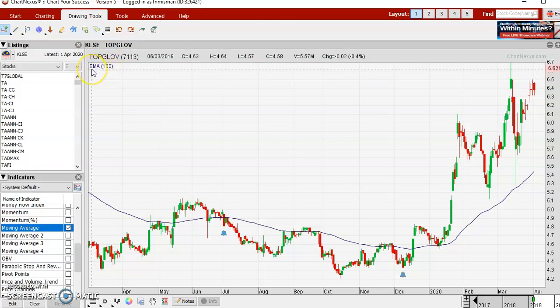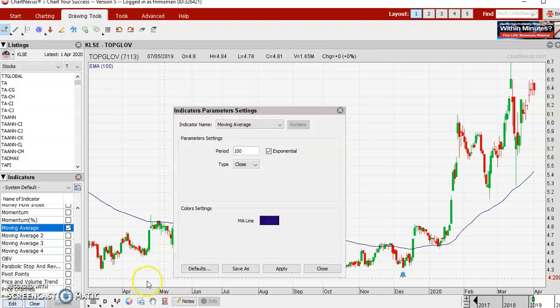EMA means exponential moving average. But I want to change it into a simple moving average. So what you can do, you click edit, and then this dialog box appears. We untick the exponential, which means we want to use the simple moving average, and you can change the period. For example, I want to use a 14-day moving average.